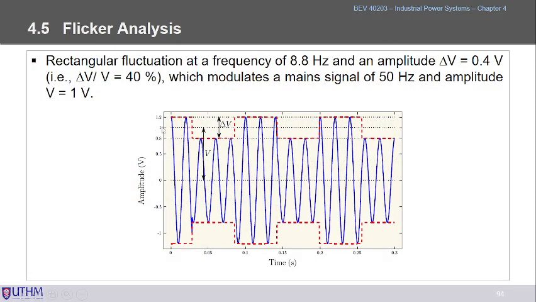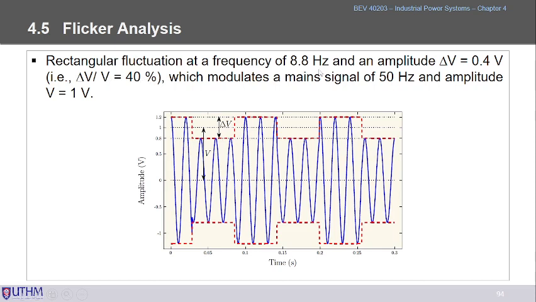It's like this one. If we are operating at 1 per unit, of course it will fluctuate to the high and to the low. The lowest is 0.8, and the highest is 1.2, for example. So we have the voltage deviation, del V. If we divide del V by our voltage, which is 1 per unit, we get 0.4 divided by 1, which is 0.4 per unit, or 40% deviation.